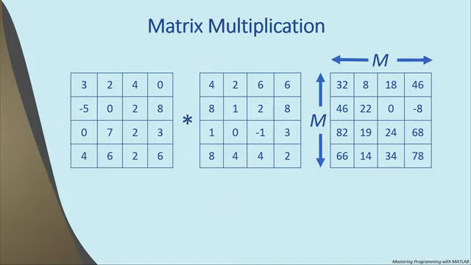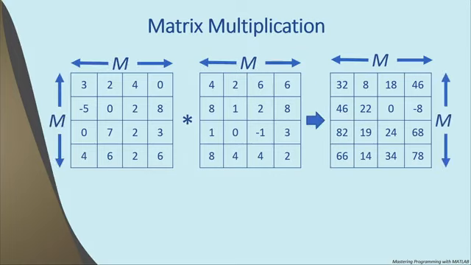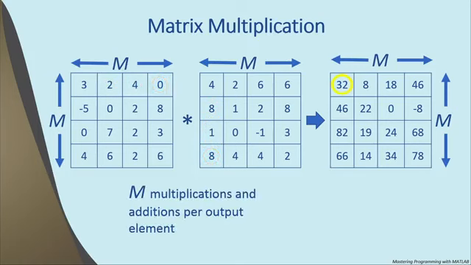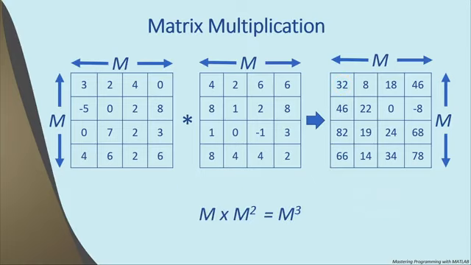To compute the value of a single element of the output matrix, we need to multiply each of the elements of one row of the first matrix by the corresponding element of one column of the second matrix. That's m multiplications, and we sum up the results with m additions. How many output elements do we have? Well, m squared. So altogether we need to make m times m squared, which equals m cubed multiplications, and the same number of additions. That sounds like an algorithm with m cubed complexity.